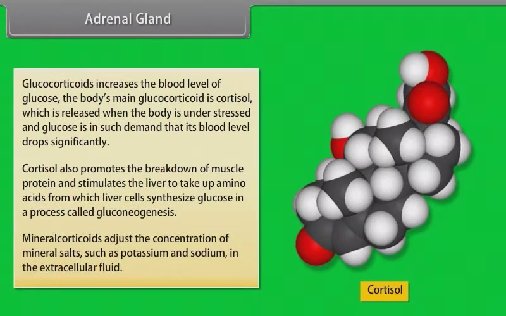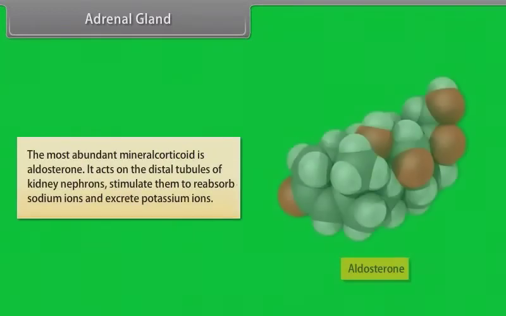Mineralocorticoids adjust the concentration of mineral salts such as potassium and sodium in the extracellular fluid. The most abundant mineralocorticoid is aldosterone. It acts on the distal tubules of kidney nephrons and stimulates them to reabsorb sodium ions and excrete potassium ions.